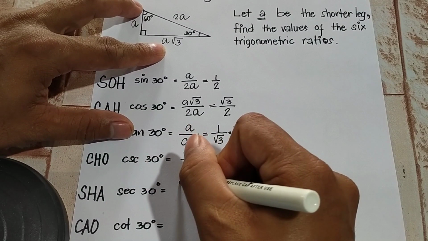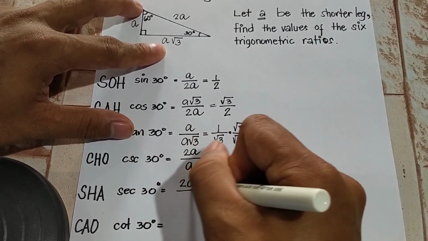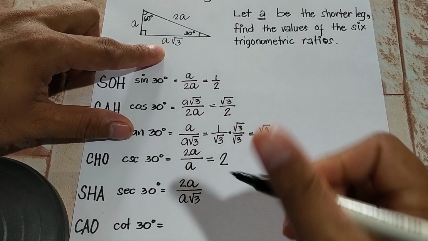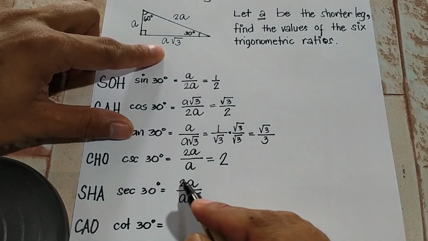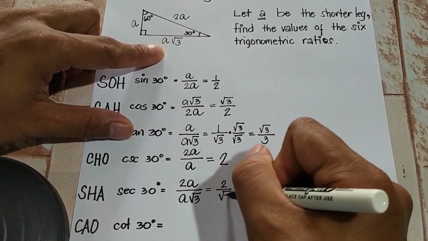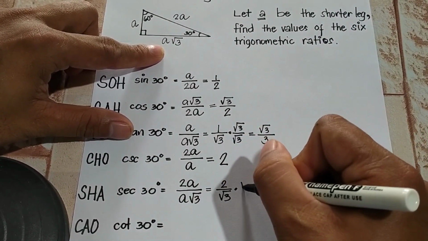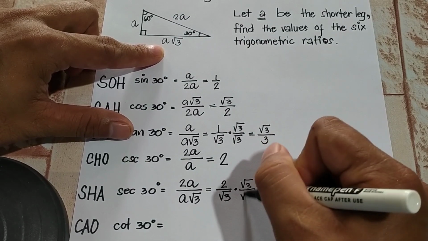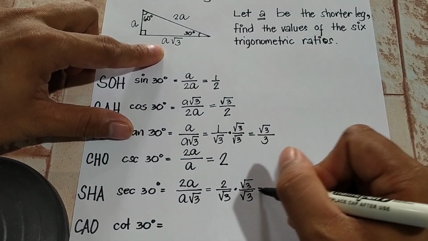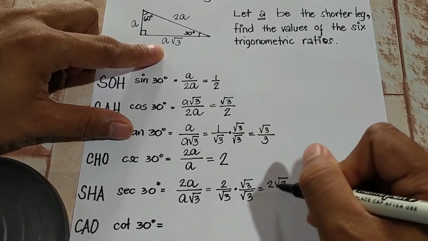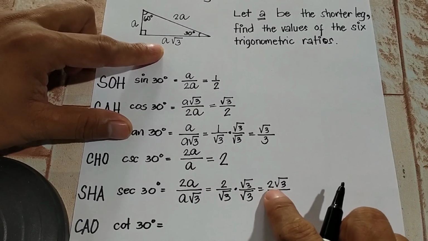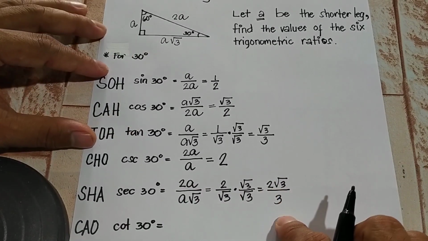Next, secant 30. Secant 30 is hypotenuse over adjacent. The hypotenuse is 2A and the adjacent is A square root of 3. A divided by A is 1. What is left is 2 over the square root of 3. Then rationalize, multiplying by square root of 3 over square root of 3. So 2 times square root of 3 is 2 square root of 3, over 3. So the answer is 2 square root of 3 over 3.